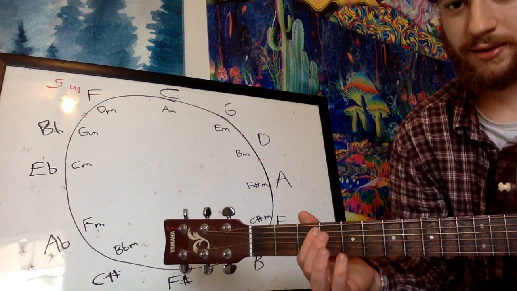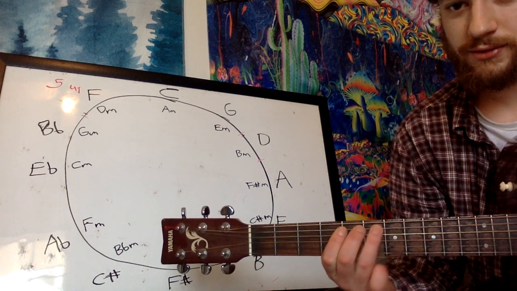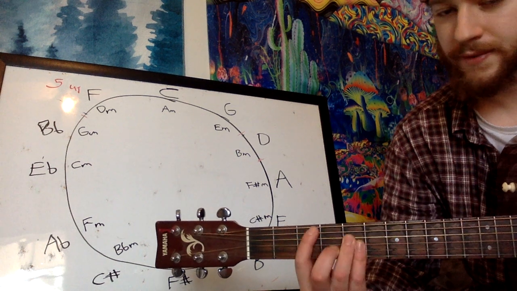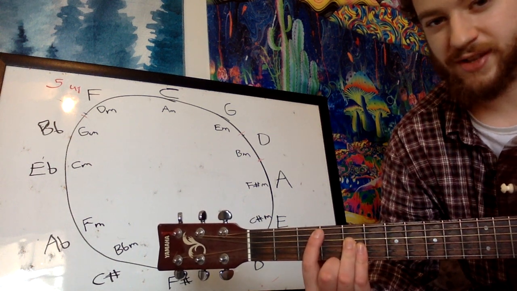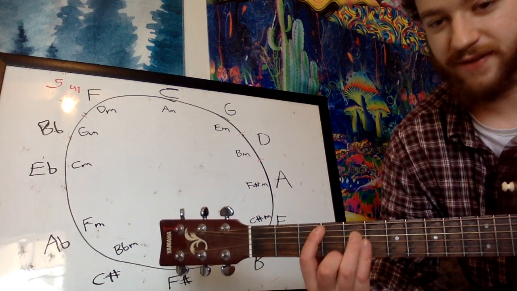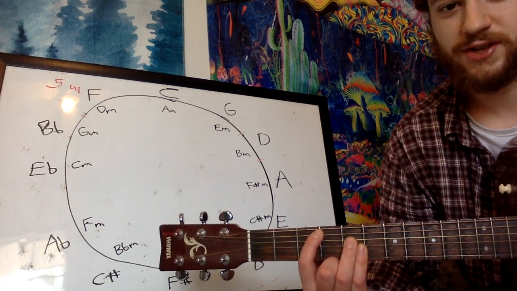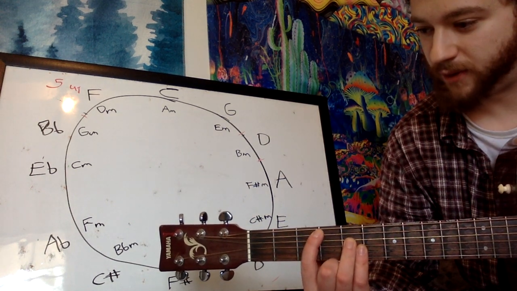So you got C, 1, 2, 3, 4, 5. So, I mean, you could think of it as 6 or 5. I'm personally going to use 5 and not count the first note, just for consistency. So, yeah, 5 up.